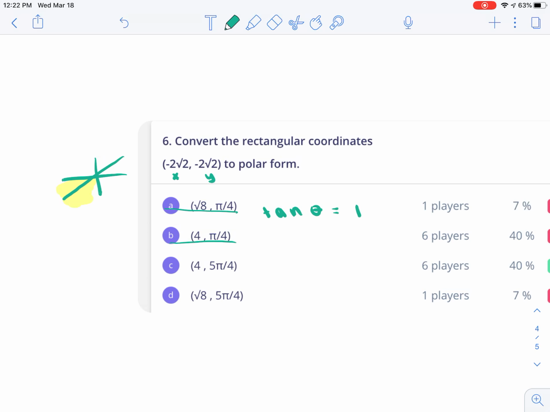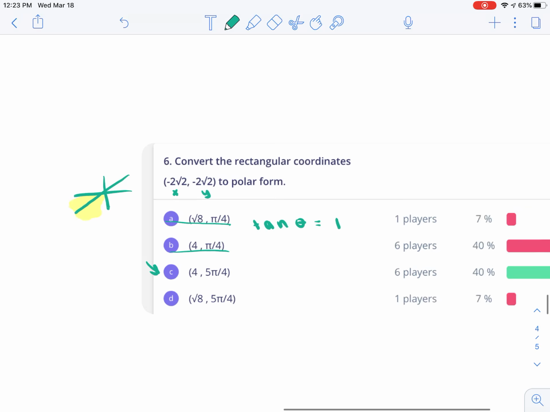So then obviously that would get us to that angle of 5 pi over 4 in the third quadrant, because again, both X and Y have to be negative. So that's where we can get that answer right there.